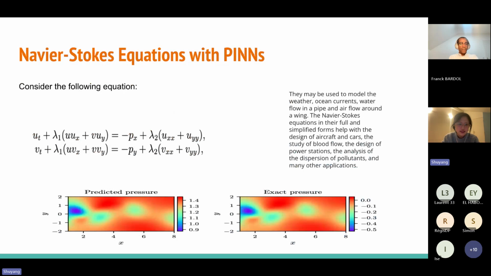I show you this example just to let you know that it's a 2D case, and happily, even if we have one more dimension, the predicted solution is still very close to the exact solution.